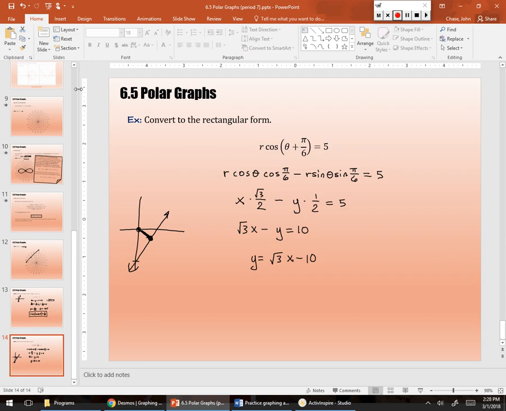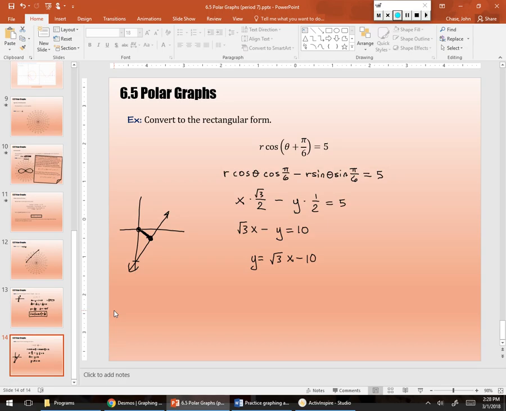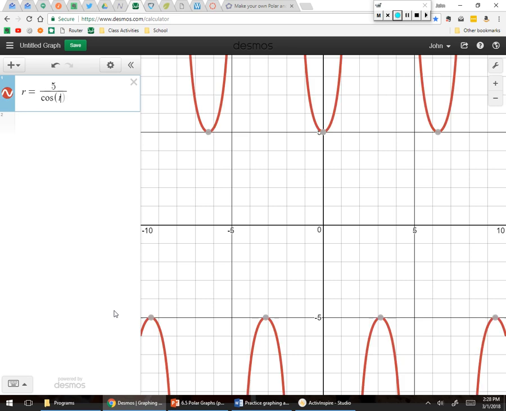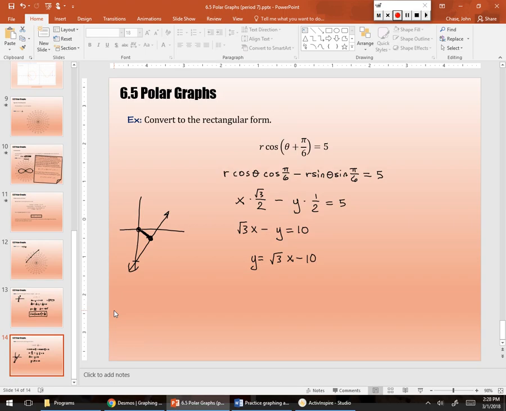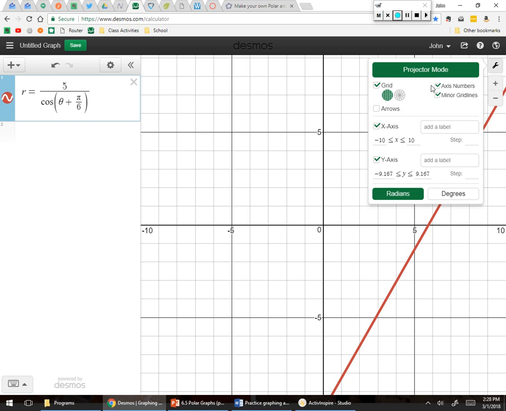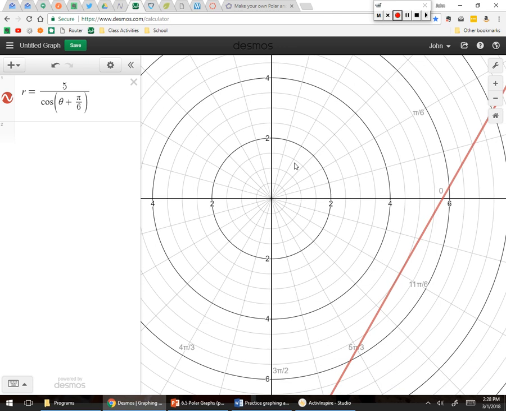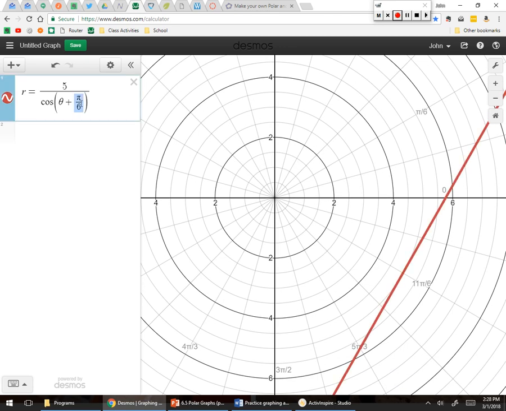All right, we're in Desmos. Here we go. We're going to type in, how about, we can do this one. R equals 5 over cosine of theta minus, plus, I guess, whatever, pi over 6. All right, what do you think? Do you want to change that to something else? Yes, you do. Add a slider for 5? Yes, please.